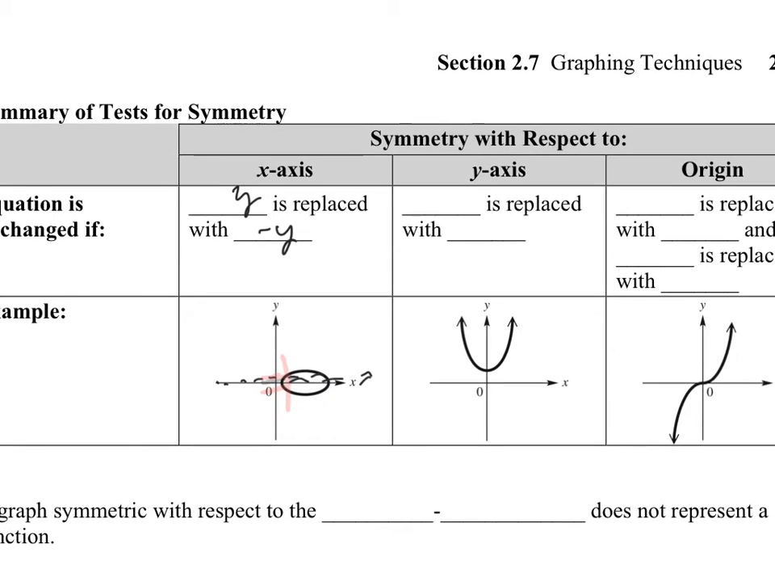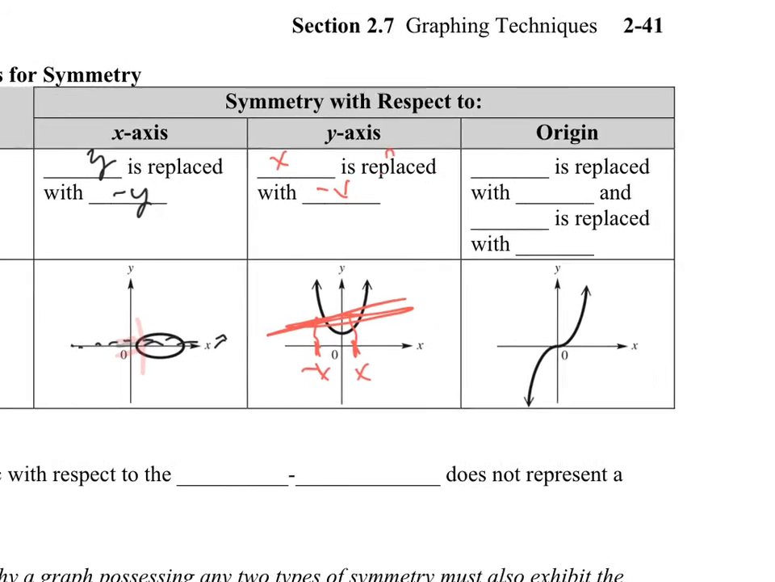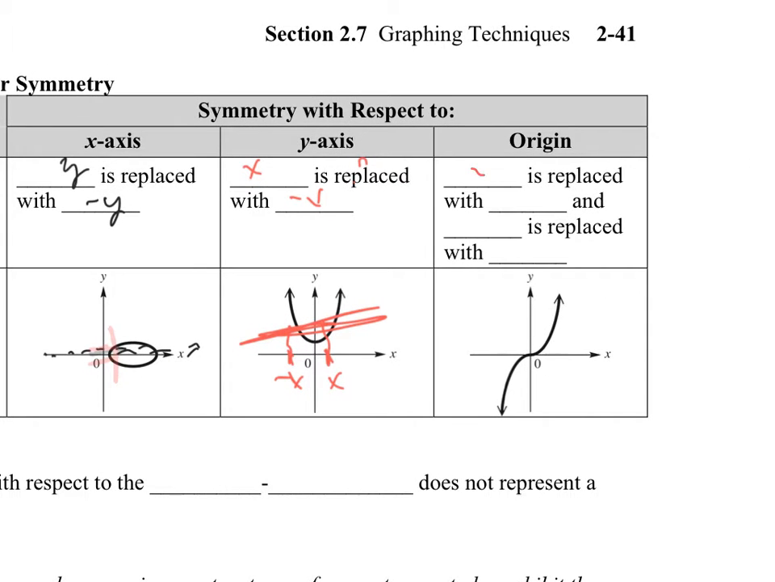This one, if an x is replaced with a negative x, and x is replaced with the opposite of that, we get the same y value. That means it's symmetric on the y-axis. Origin, x is replaced with the negative x, and y is replaced with the negative y. We have symmetry to the origin, because we get the same equation back again.